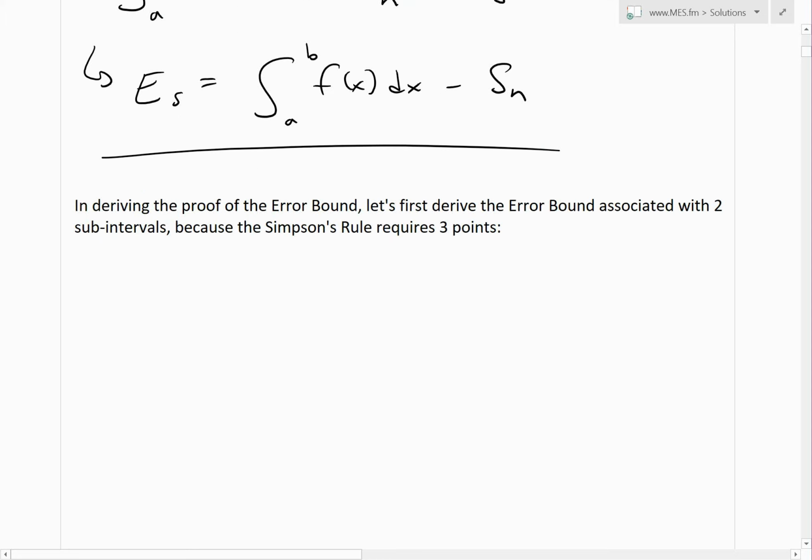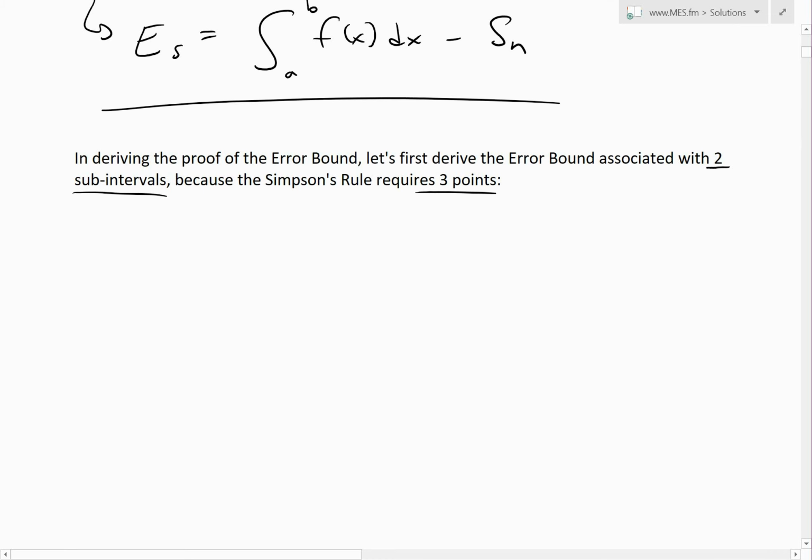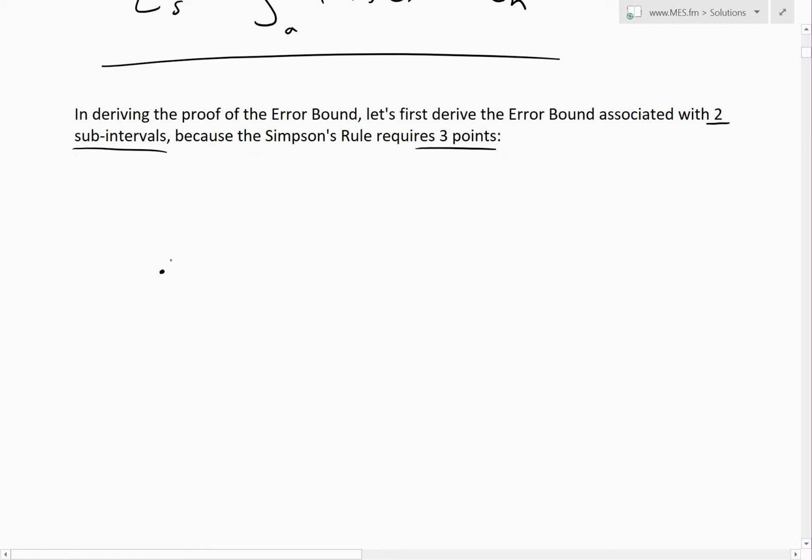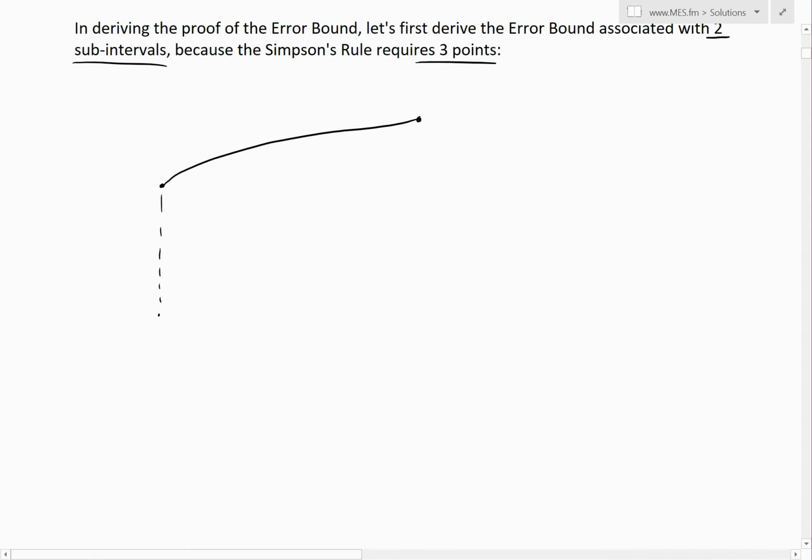Now in deriving the proof of the error bound, let's first derive the error bound associated with just 2 subintervals, and then later we'll sum up all the way from a to b. We're using 2 subintervals because Simpson's rule requires 3 points to get the parabola. If we were to draw it out, let's say we have a function like this. This is the subinterval part of it. In this case, we'll just use A right here, so this is the point A. And then at the midpoint here, we'll call it C.